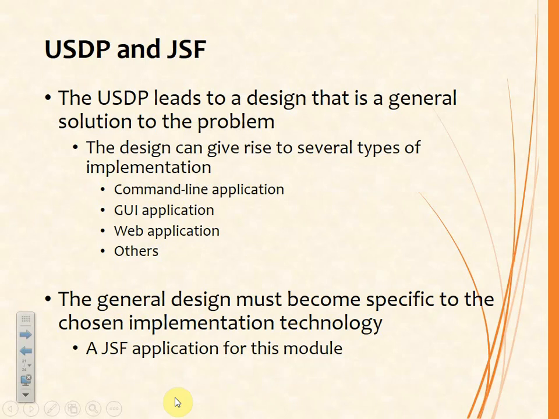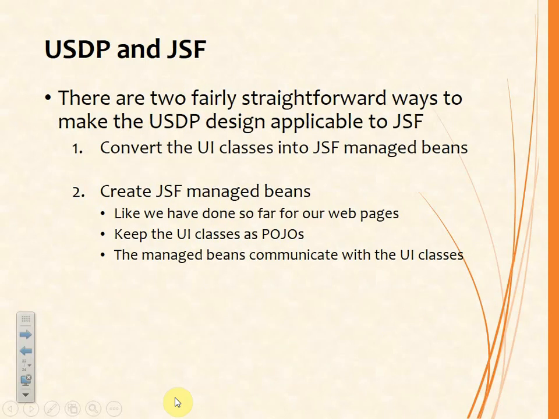What we've got to do now is to adapt our diagram to a Java Server Faces application. So we need to think about what managed beans we're going to have and how the other classes fit. For me, I think there are 2 fairly straightforward ways to make a USDP design applicable to JSF. The first is just to take the UI classes and convert them into the managed beans. So in your USDP design, you've got your boundary class with all those methods coming in. Those effectively will become action methods that the views will call when the submit button on that view is clicked. So the managed bean becomes the interface class.